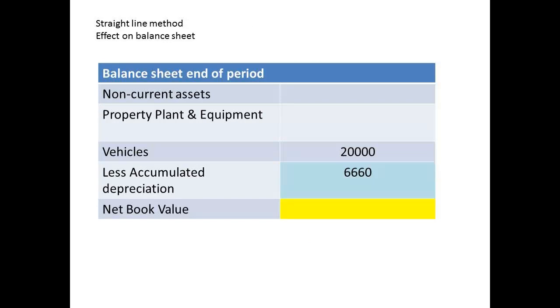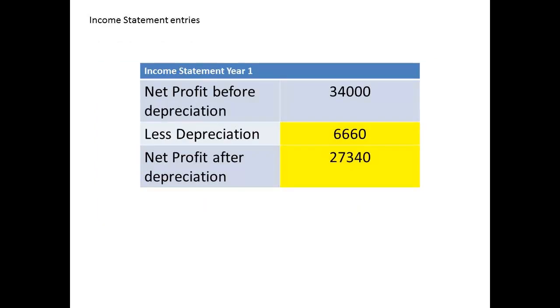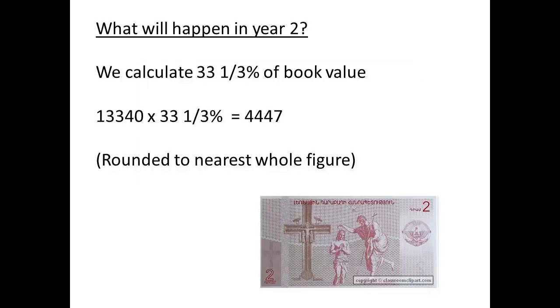The figure for accumulated depreciation will be 6,660, which gives us a net book value of 13,340. Next, the income statement. We have 34,000 net profit before depreciation. We subtract the figure of 6,660 to give a new figure for net profit of 27,340.